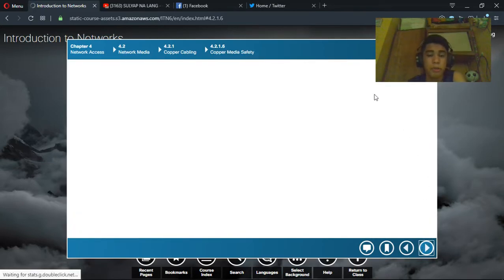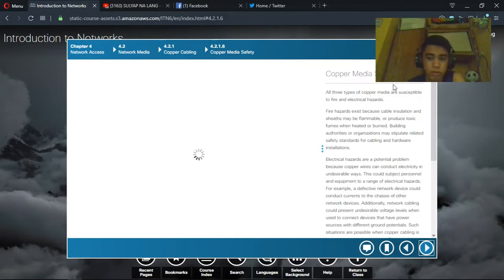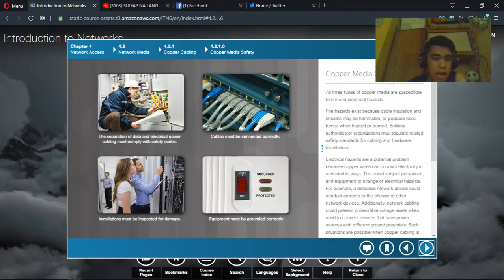Next, copper media safety. The separation of data and electrical power cabling must comply with safety codes. Cable must be connected correctly, so it should be plugged into the Ethernet port correctly so that data can flow through it. Then installation must be inspected for damage. If a cable is damaged, you should replace it with a new, fully functional one.